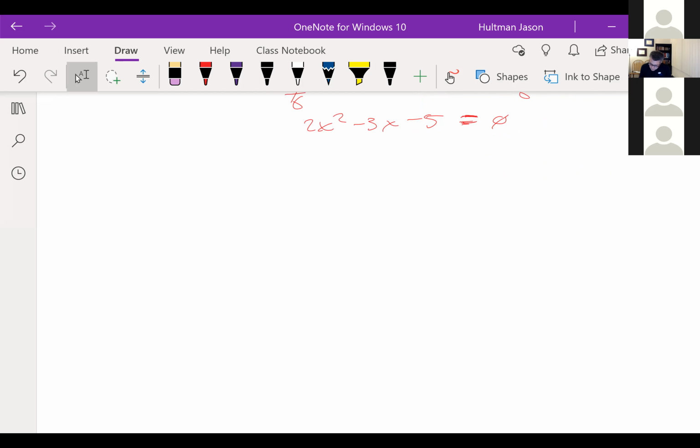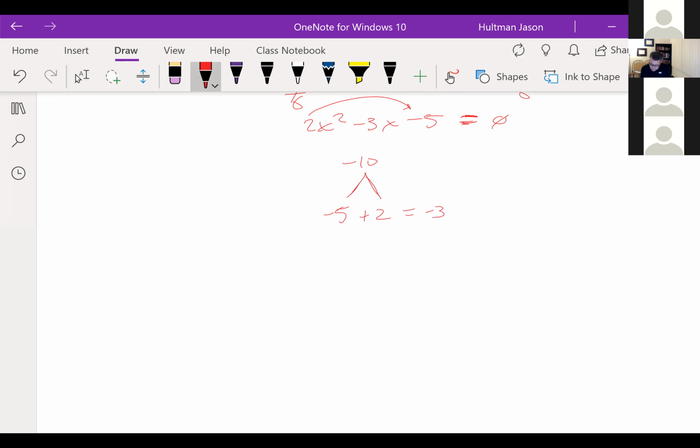Okay, anyway, I digress. So let's factor this thing. I personally use the AC method to factor. In the AC method, I multiply 2 times -5, and I get -10. Then I ask myself, what will multiply to -10 but add to -3? And lo and behold, that's -5 and 2. This one's easy.